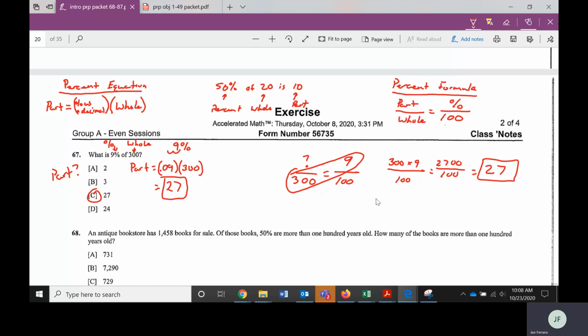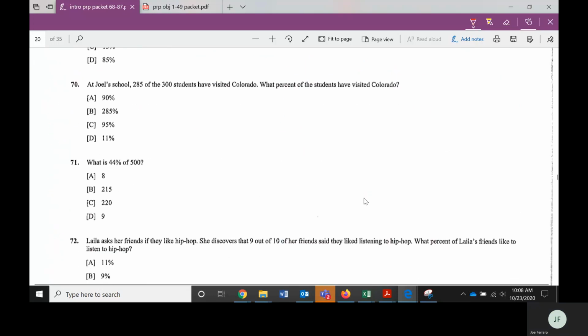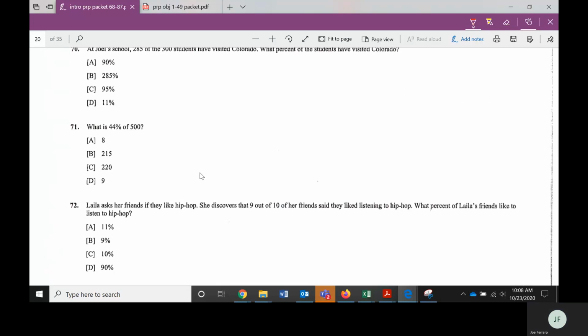So let's do another example like that. We're going to go down to 71. It's a very similar problem. We're going to look at 44% of 500. What is 44% of 500? So that's a percent, it has a percent sign on it. The word of is here, so that's our whole. And just like all the ones that are like this, that means we're looking for the part. So it's like saying what part is 44% of 500.